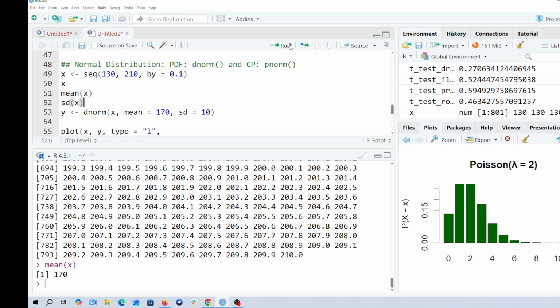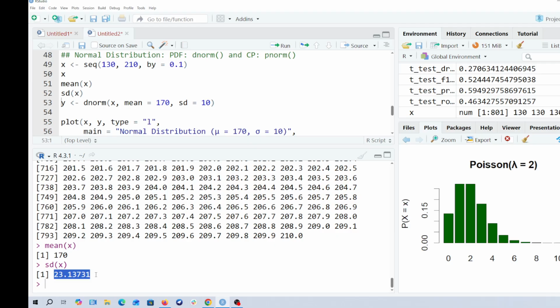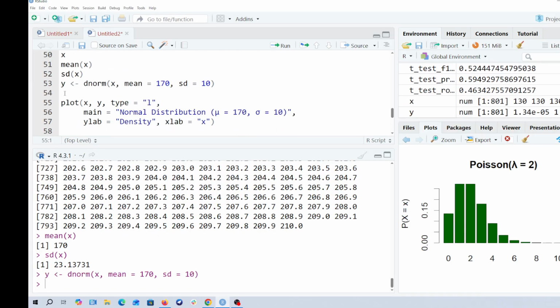And then I can also look at the standard deviation, sd of x. The standard deviation is like 23 point something. So I'm just assuming that I have this distribution. I'm assuming that the standard deviation is 10, and then I want to get a normal distribution from this. So if I run this, because if you go through the notes for a normal distribution, we will have the mean and the standard deviation.